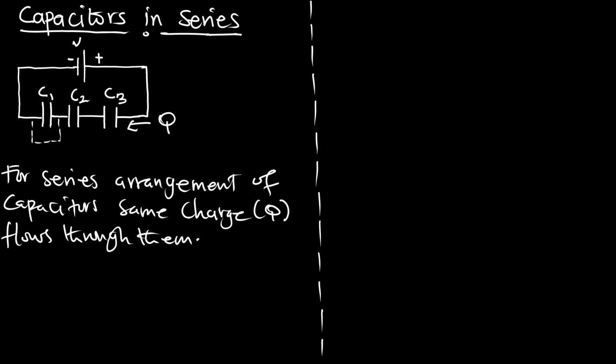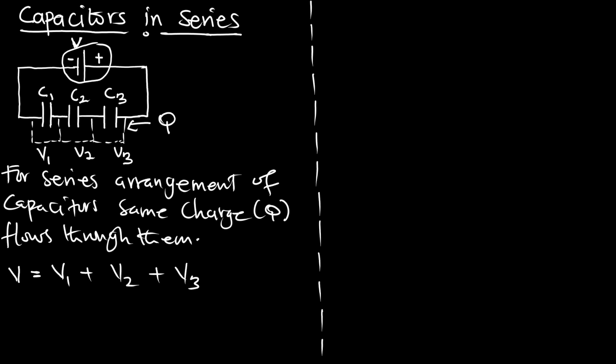Capacitor 1 is having a voltage V1. Capacitor 2 is also having a voltage V2, and the same thing, capacitor 3 is having voltage V3. Are we okay? Now, we also know that the total voltage in the circuit is V from this voltage source. Meaning the total voltage V is going to be the individual voltages V1 plus V2 plus V3, which is across capacitor 1, 2, and 3.